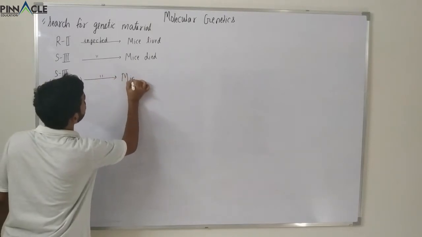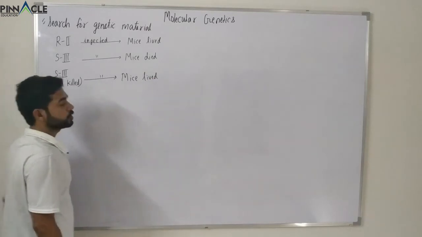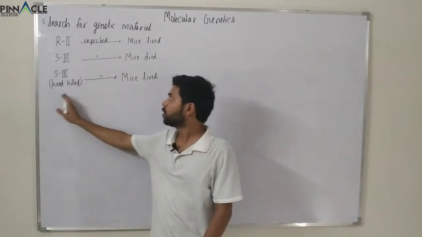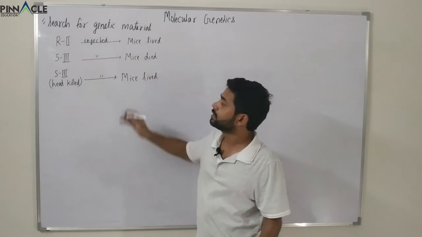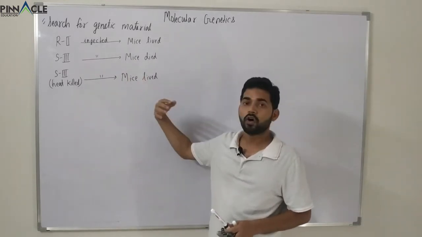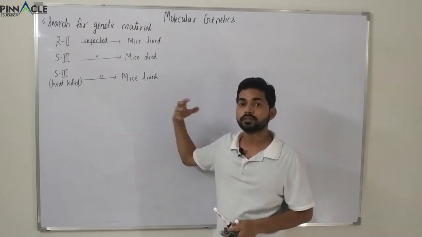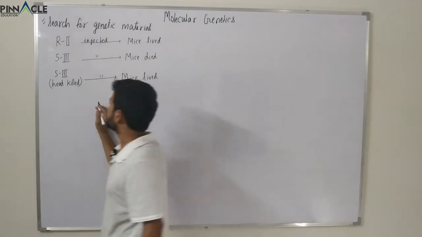In this case, mice lived. So this was also expected, because a dead bacteria cannot cause any disease. So these three results were very expected, and there was nothing off about these three results. What was the fourth experiment? That is what caused those conclusions.